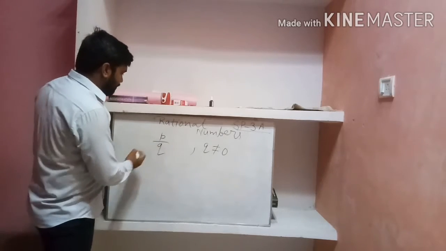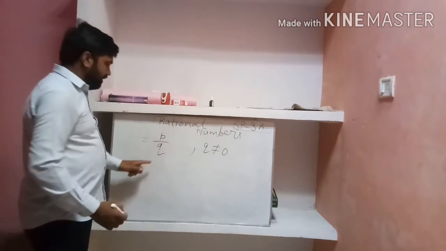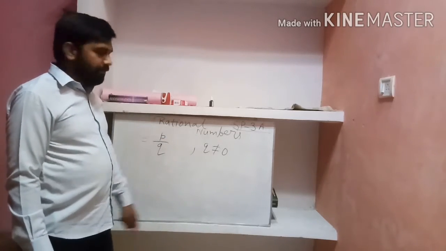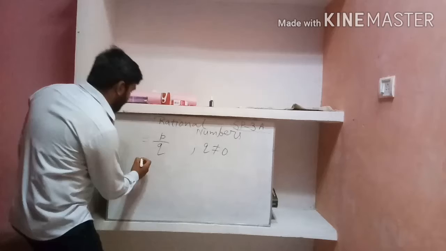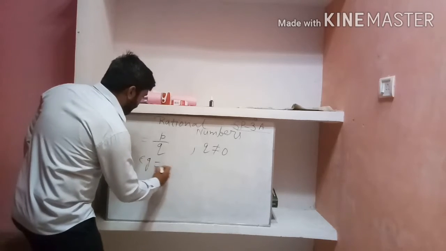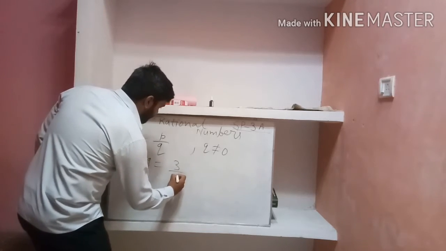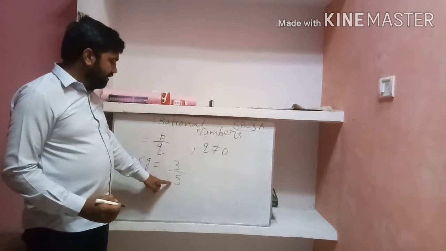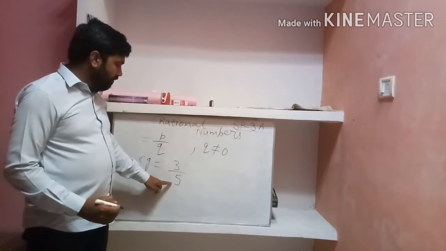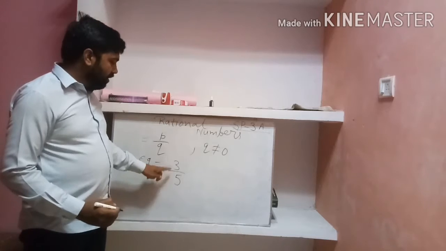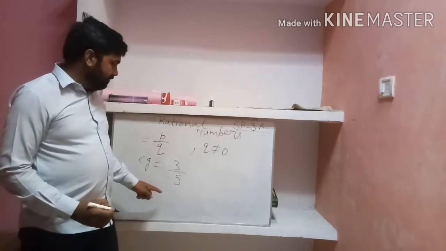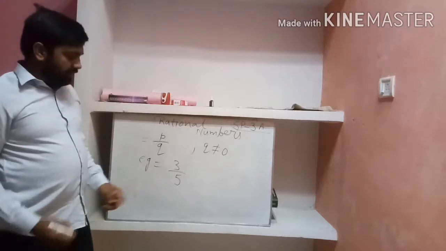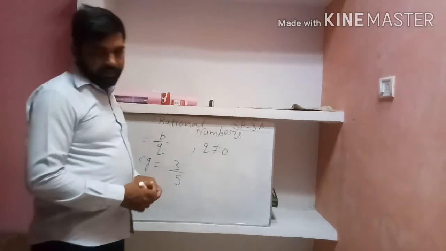So a number which can be expressed in the form of p by q, such that q is not equal to 0, and p and q have no common factor except 1, is called a rational number. Example of a rational number: 3 by 5. Here the q place is 5, which is not 0, and 3 and 5 have no common factor except 1. No other number than 1 can divide both 3 and 5. So 3 by 5 is a rational number.